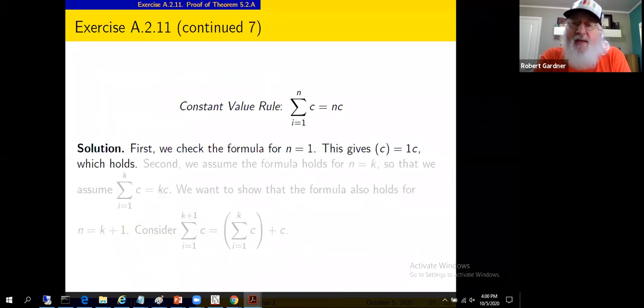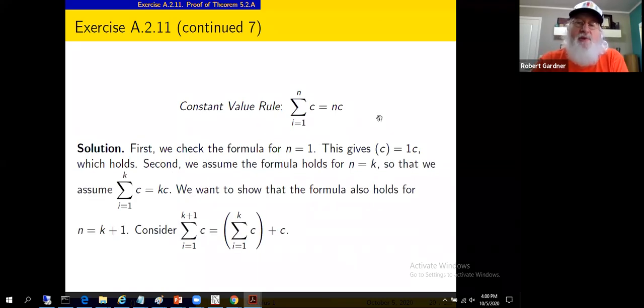And finally, from this bunch of rather unimpressive claims, the sum from i equals 1 to n of c equals n times c. Yeah, not a surprise. c is a constant, so this is c plus c plus c plus c plus c plus c, n times. Well, of course you get n times c. Let's establish this one by induction. When n equals 1, it says c equals 1 times c, and that is true.